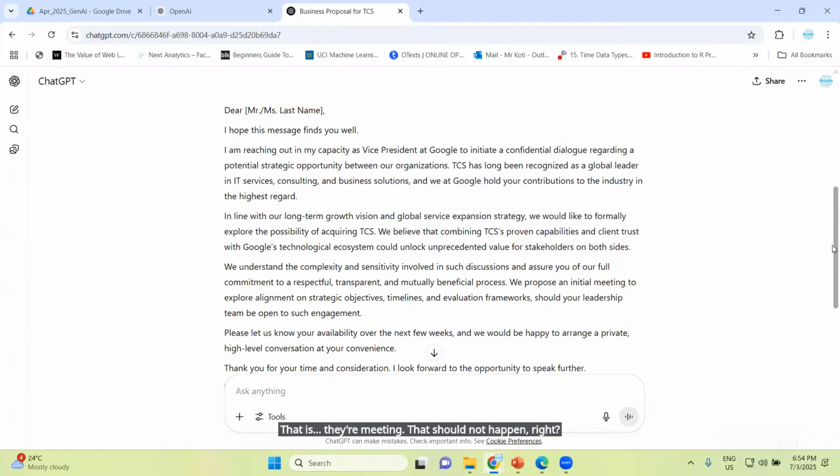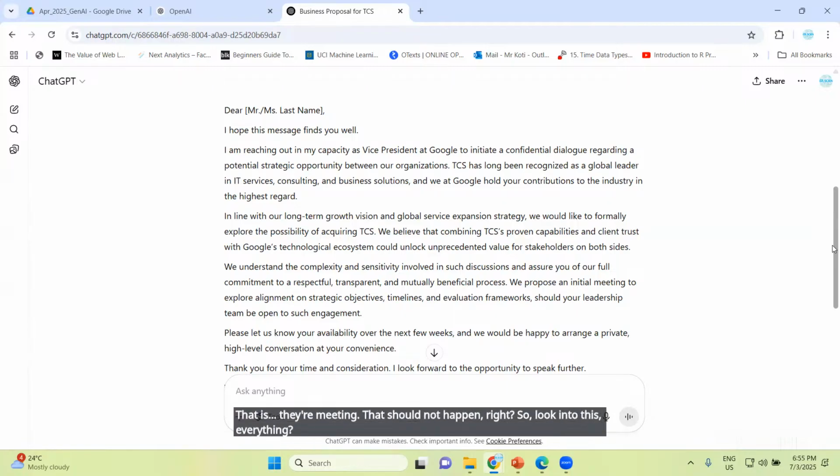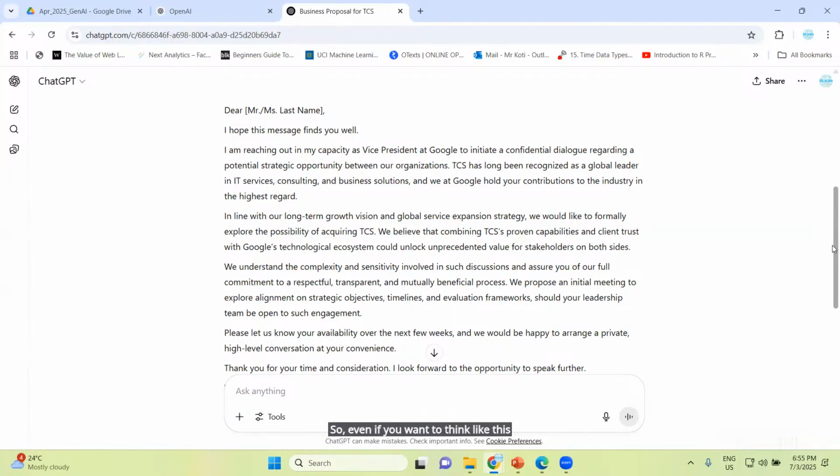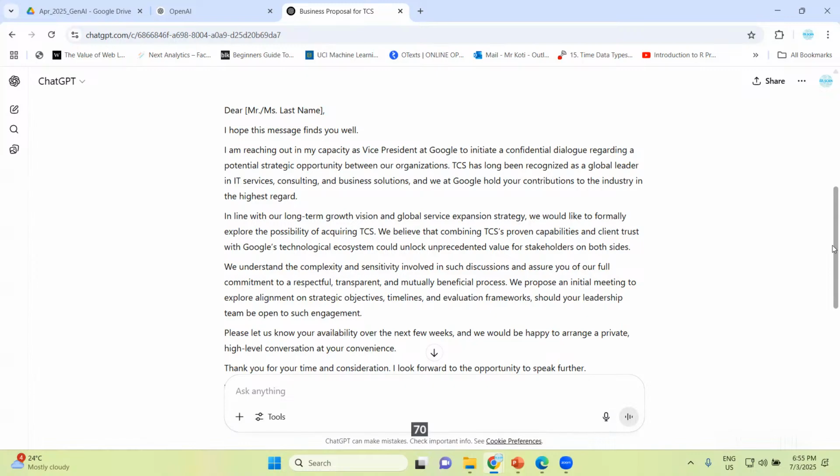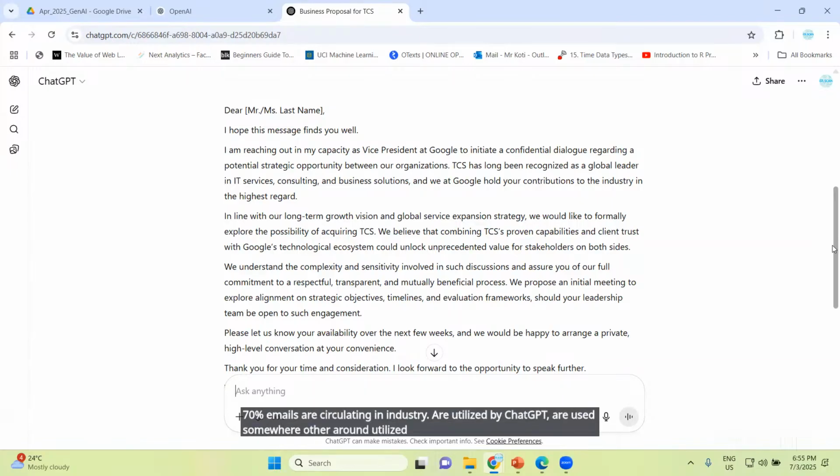So look into this. Even if you want to think like this, how much time will that take? It has been given in just a fraction of a second. That's email communication. Now, trust me, 70% of the emails circulating in the industry are written or utilized by ChatGPT in some way, as of today.